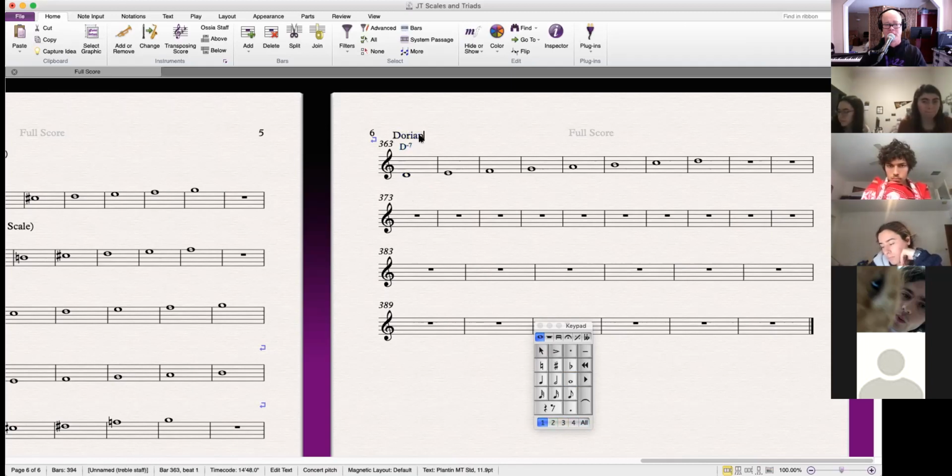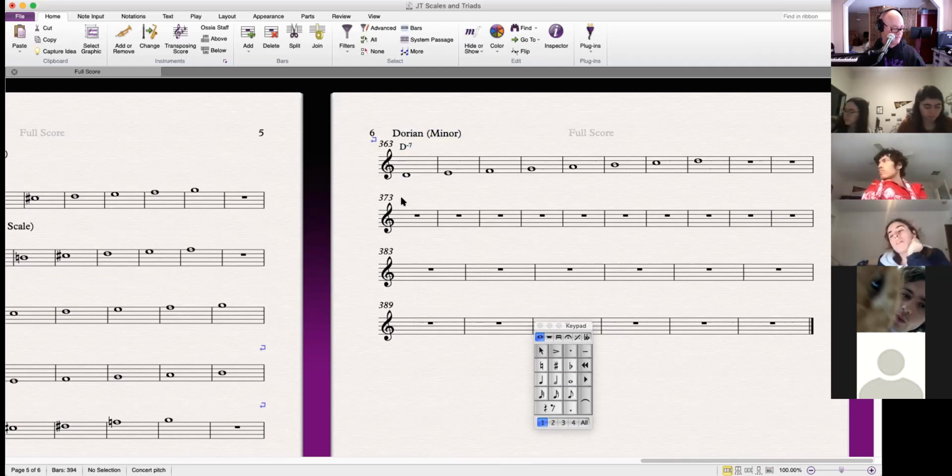So Dorian is a minor mode or a minor quality scale used in the minor family. And then, let me just do natural minor. We'll do it like this because there are two words that we use for it, which you've maybe seen before.